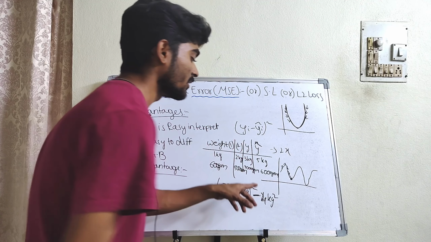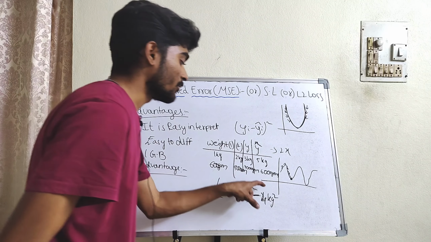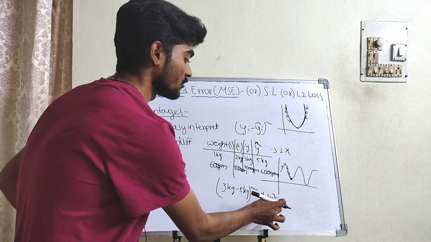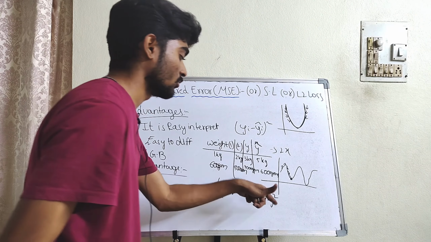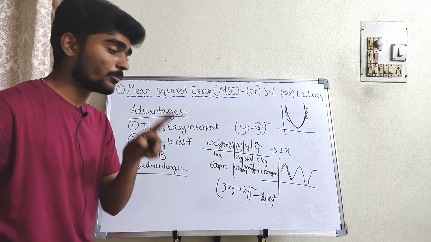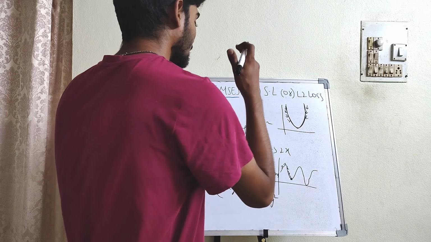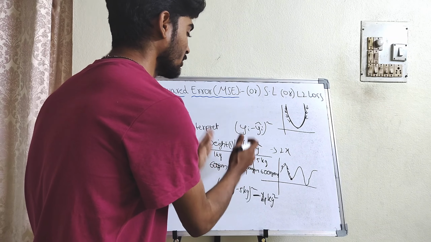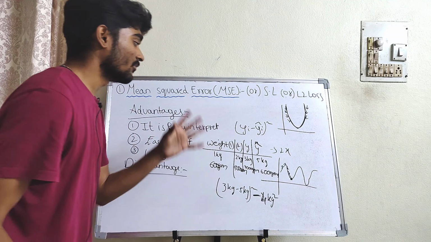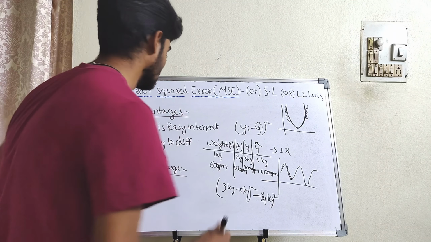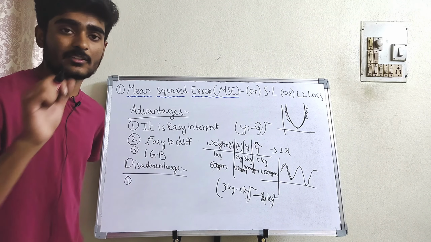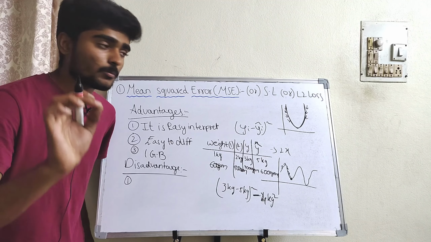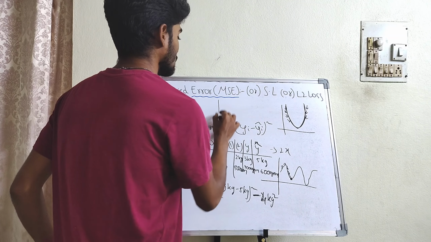But you need to determine the exact numerical value. This kg square will not be a perfect numerical value. So you need to have a common unit for the entire data set while working with the mean squared error loss function. This is the first disadvantage. And the second disadvantage is that it is not robust to outliers.